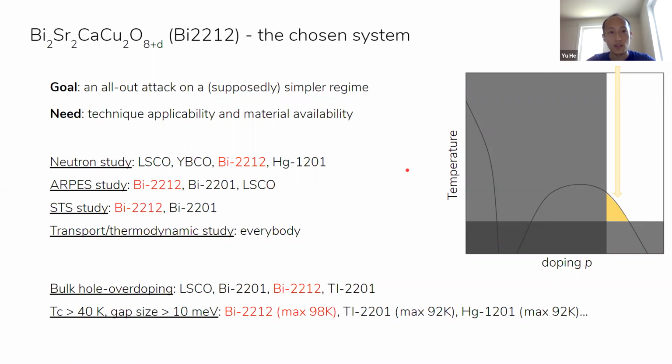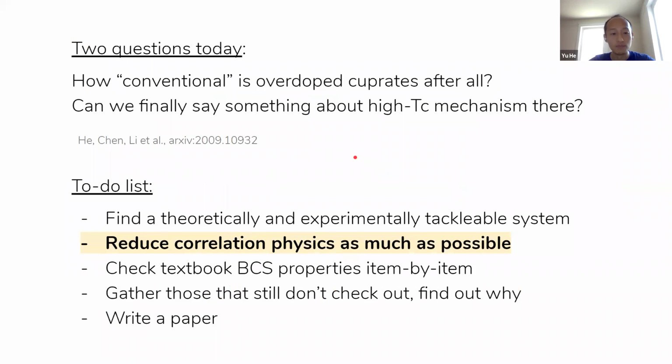All right, let's keep going. Now I think we're ready to move on to the second step. Let's take it slow and pedagogically. We want to reduce the correlation physics as much as possible, so as to make our life easier.